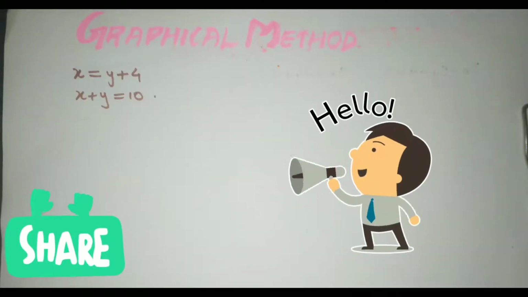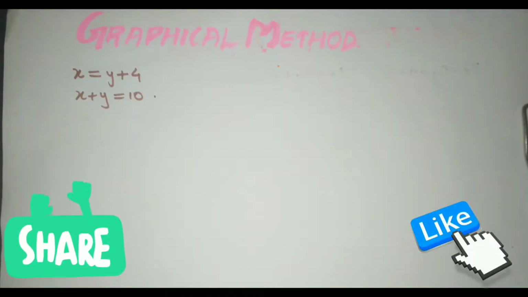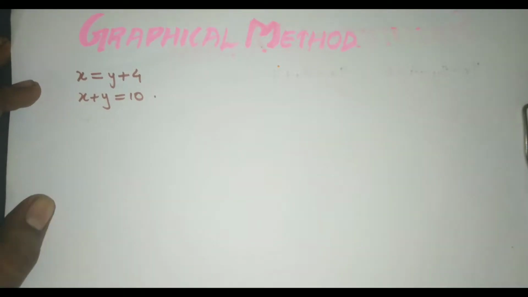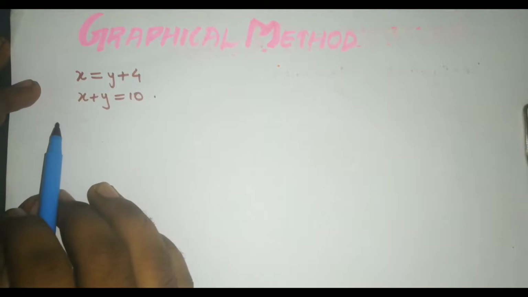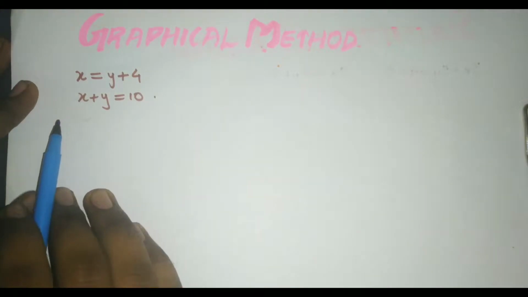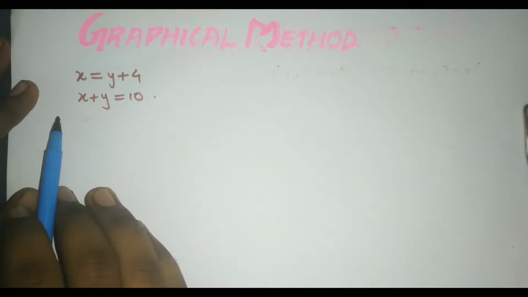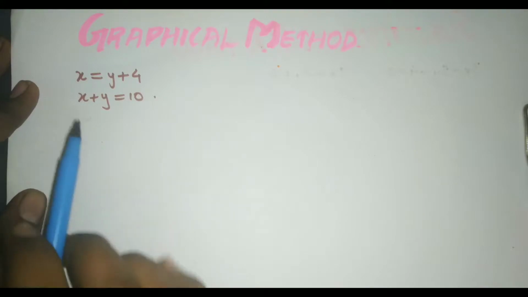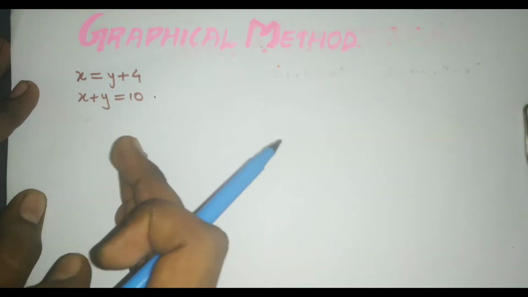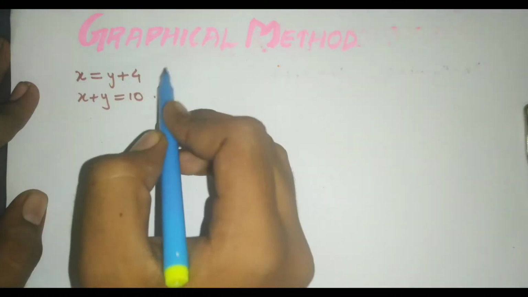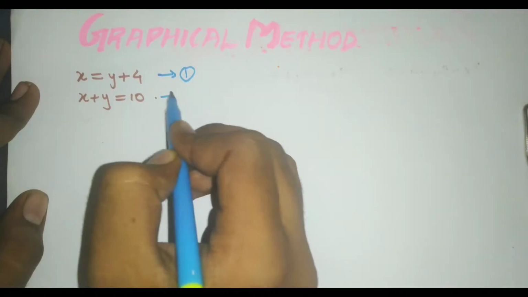Mathspedia, we are going to discuss the graphical method, that is a method to solve linear equations. These are the two linear equations I have taken. The first step is that you have to shift and make the LHS, or shift the variables towards the LHS. This is equation 1, and this is equation 2.